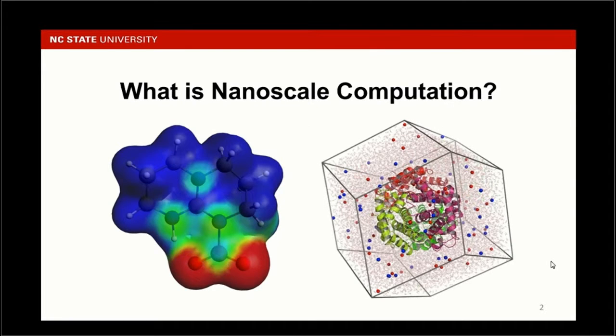First, what is nanoscale computation? Broadly speaking, computational science and engineering seeks to reproduce the behavior of a system by using a computer to simulate the outcomes of a mathematical model associated with the system. In the context of material science, computation can be used to study the properties of atoms and molecules and larger structures such as polymers, biomolecules, and nanoparticles.